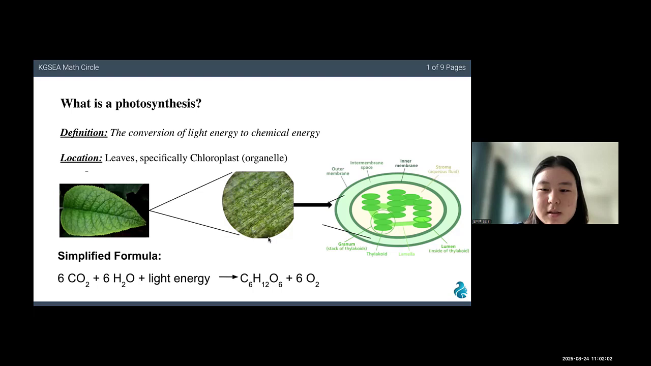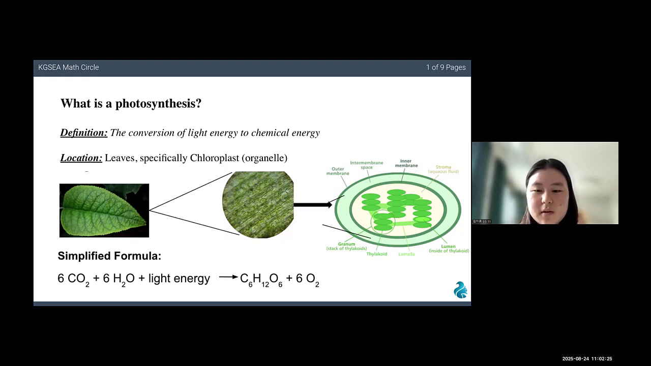So photosynthesis is defined as the conversion of light energy into chemical energy. In simple terms, plants take sunlight and turn it into food in the forms of sugars. This process takes place in the leaves, specifically in structures called chloroplasts. A chloroplast is an organelle, meaning a specialized structure inside a cell that performs a certain function.